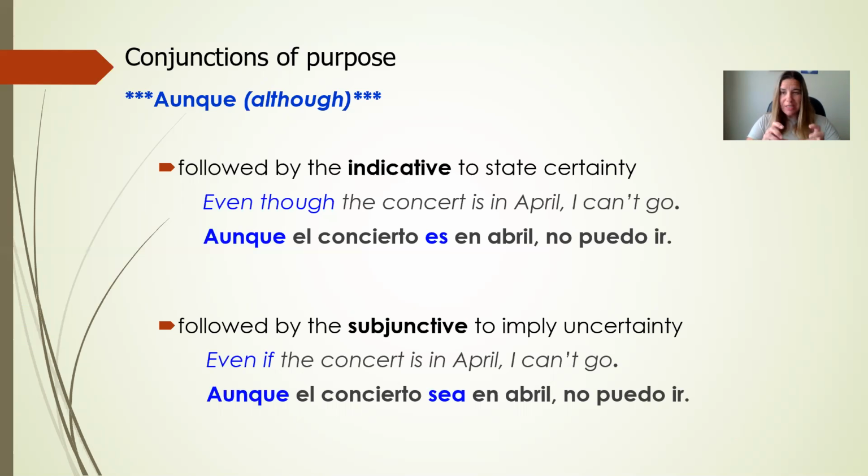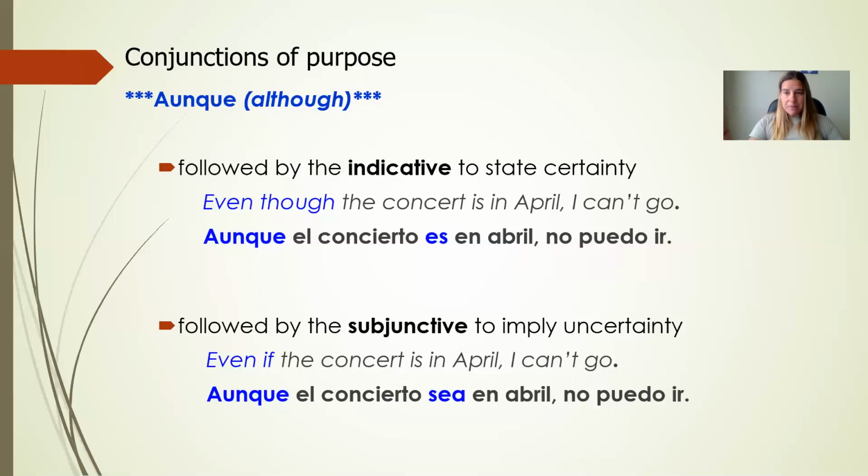And here is where we're going to start to get into some of the trickiness of the subjunctive, because if you look at these two sentences, they're identical, except for the verb in the first clause of the sentence is in the indicative, es en abril, or in the subjunctive, sea en abril, and the meaning is altered just ever so slightly. So even though the concert's in April, I can't go, or even if the concert's in April, I can't go. And so here would be an example of either one making sense. It all is just kind of, again, dependent on the speaker's perception of what they're saying. Is it certain or is it uncertain?